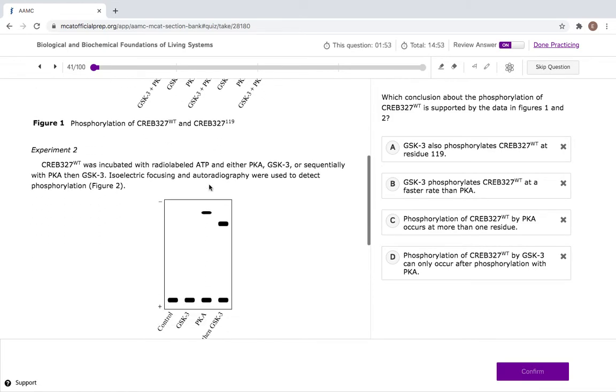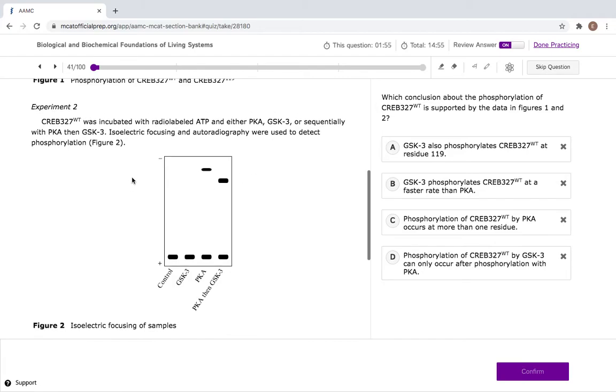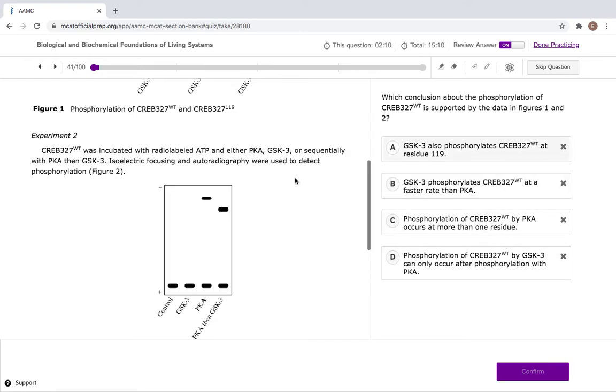Okay. So let's look at figure 2. This is just isoelectric focusing. They're separated. PKA, again, we have phosphorylation here. PKA, then GSK3, boom, we have a thicker band here. All right, it's pretty simple. So I already made a conclusion in my head. I should find an answer choice that goes along with it. Which conclusion about the phosphorylation of CREB 327 wild type is supported by the data in figures 1 and 2? Again, just the CREB 327 wild type.